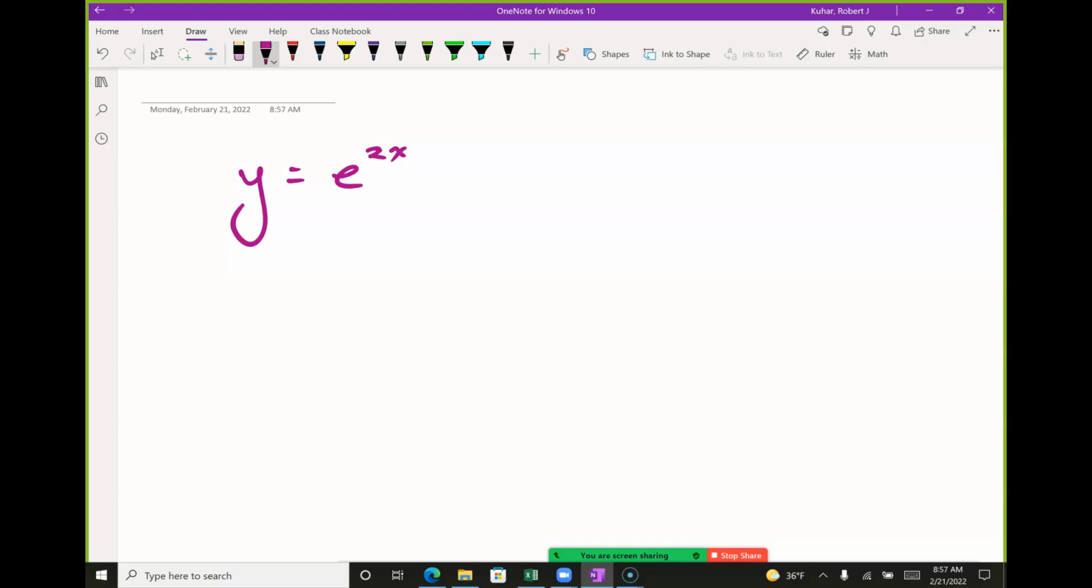E to the x, right? So the overall outside function is, in general, an e to the x function. And we already know the derivative is an e to the x, right? So I'm going to get the derivative of the outside, which is e to the x, but keep the cat in the box, right? So keep the 2x in there. And then what's the derivative of 2x? 2, right? So y prime is 2 times e to the 2x by the chain rule.